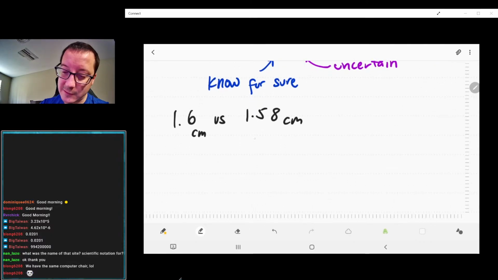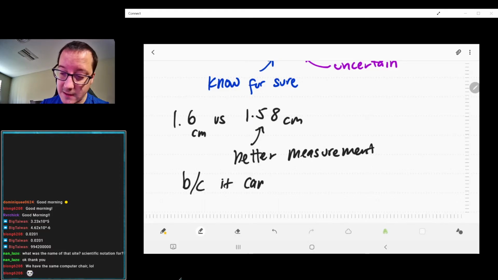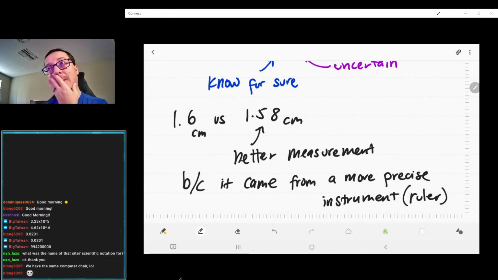We're going to see that this one will be the better measurement, and the reason for that is because it came from a more precise instrument. In this case, that's a ruler. So we had a better ruler, so we're going to get a better measurement.